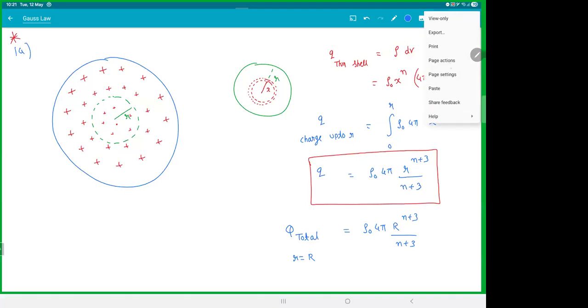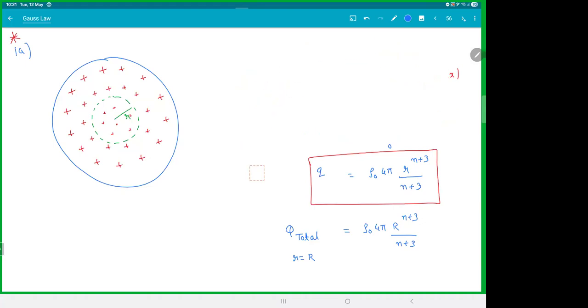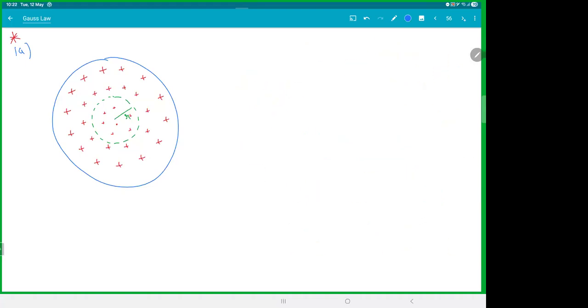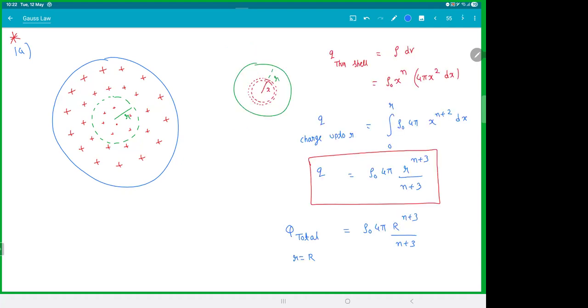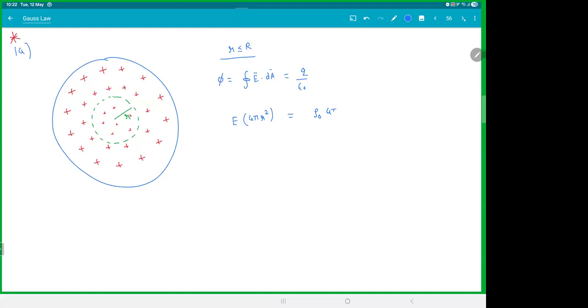Once we know these two things, my job becomes pretty easy. Then we will say same story. Consider r less than or equal to R. Flux will be here the integral of E dot dA, which will be charge enclosed by epsilon. For a sphere, the area is 4 pi r square. The charge enclosed, just now we proved, is rho naught 4 pi r power n plus 3 by n plus 3, over epsilon. 4 pi will cancel, r square will cancel. You end up with rho naught into r power n plus 1 by n plus 3 epsilon.